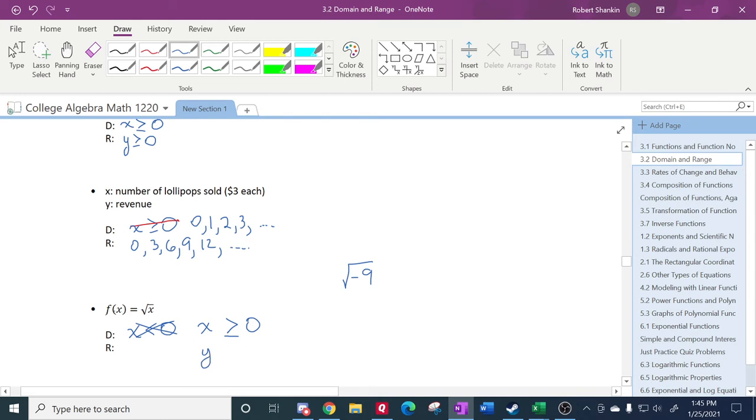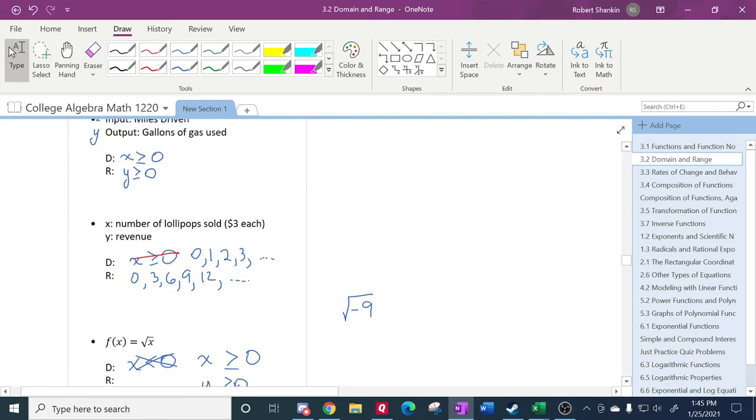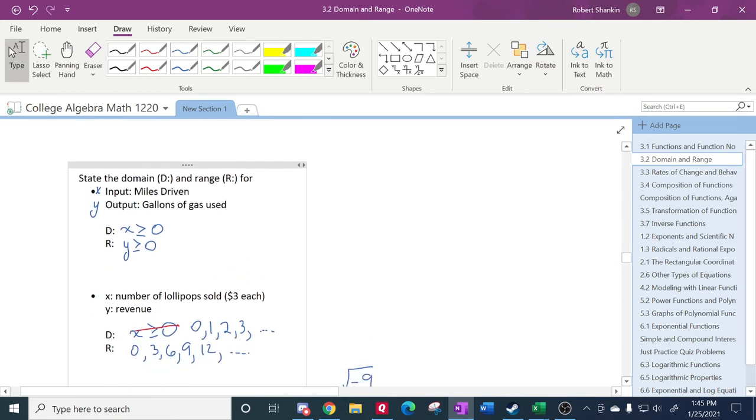And y is the same as f of x. And y, well, when you take the square root of any positive number, you also get a positive number. And the square root of 0 is 0, so it would also be y is greater than or equal to 0. So what we're seeing here is when there's a context that makes sense, you have to use reason to figure out what are the allowed inputs, what are the allowed outputs.